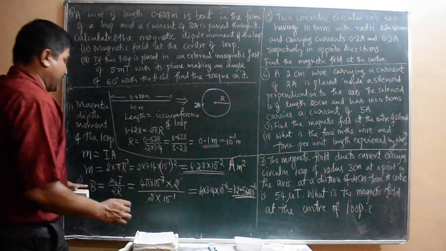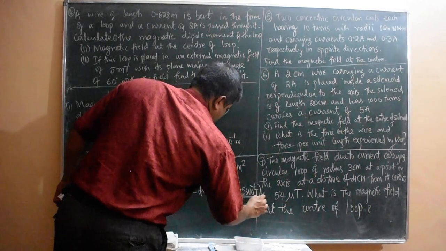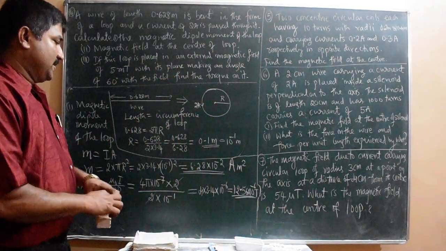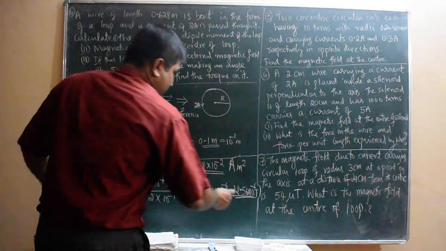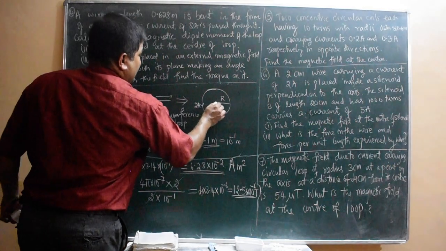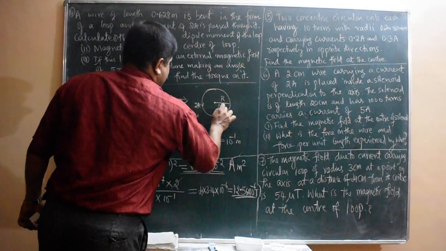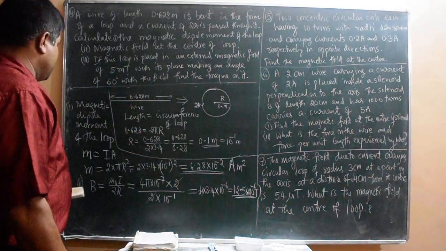Unit of magnetic field is Tesla. So this is the answer: 12.56 into 10 power minus 6 Tesla. This is the magnetic field at the center of the loop whenever a current of 2 ampere is passed and its radius is 0.1 meter or 10 centimeter. This is the second part.